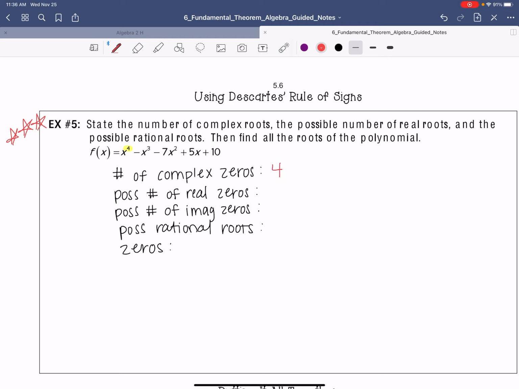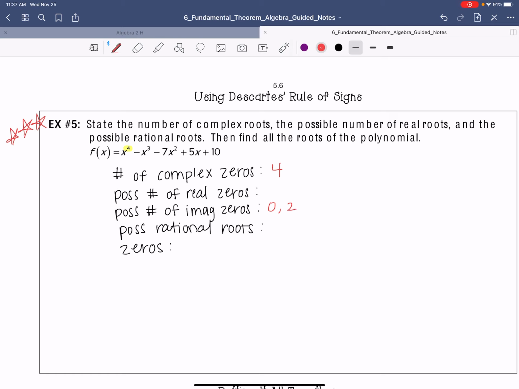Okay, so I'm actually going to start with possible number of imaginary zeros. Because imaginary zeros always come in pairs, I could have 0 of them, right? We could have no imaginaries. All of them are real.